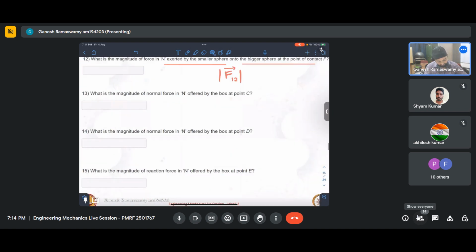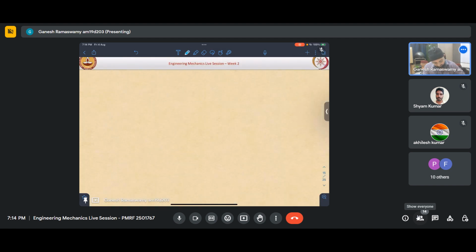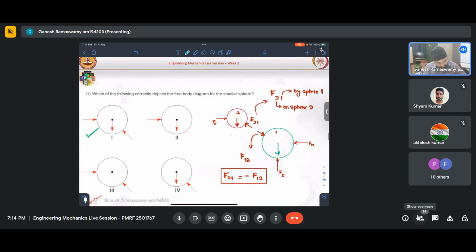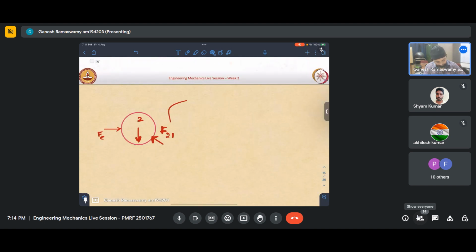So let me go to the free body diagram here. I have the smaller sphere. We drew it. I'll take this. At this point, there is a force like that. And this angle is 33.56 degrees. Okay, and this force is F21. Applied by 1 onto 2.